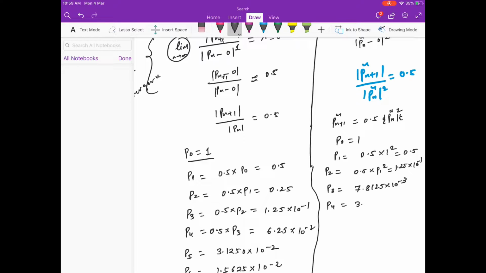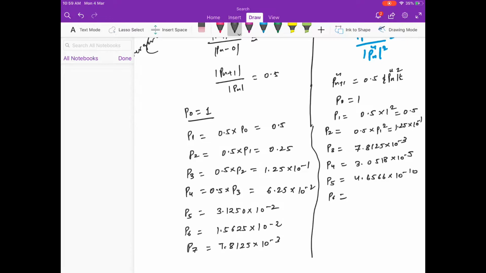P4 is equal to 3.0518 into 10 to the power minus 5. P5 is 4.6566 into 10 to the power minus 10. P6 here is 1.0842 into 10 to the power minus 19, and P7 is 5.8775 into 10 to the power minus 39.